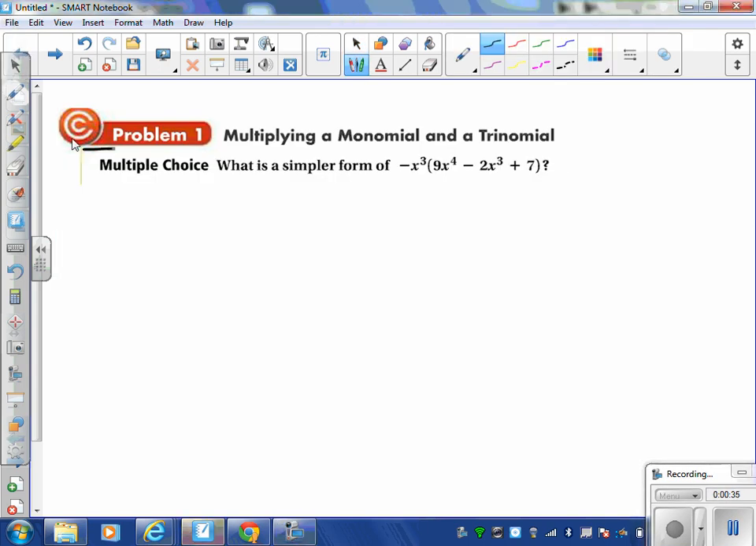Let's take a look at problem 1. We're given that problem. Go ahead and write that down. And we need to take the negative x to the third power and multiply it with everything inside the parentheses. Because whenever you have a number outside the parentheses, you need to multiply or distribute that inside the parentheses. So what would that look like?